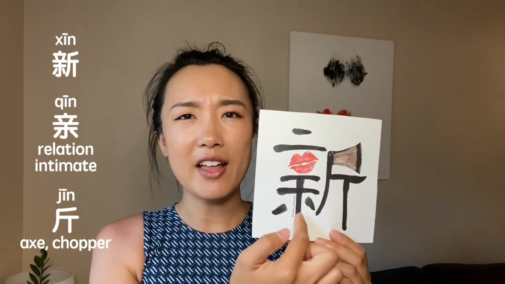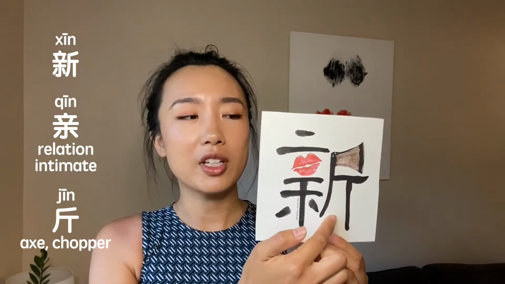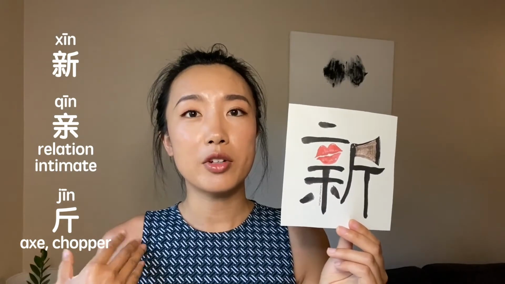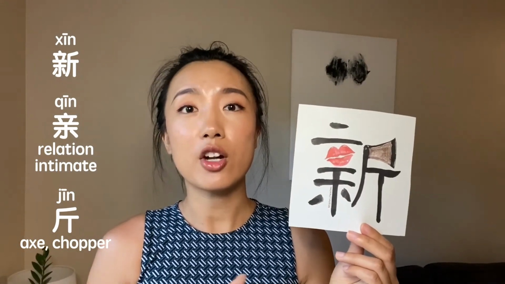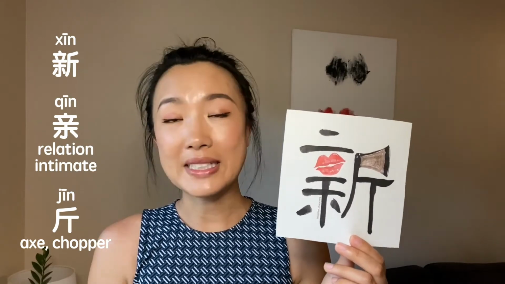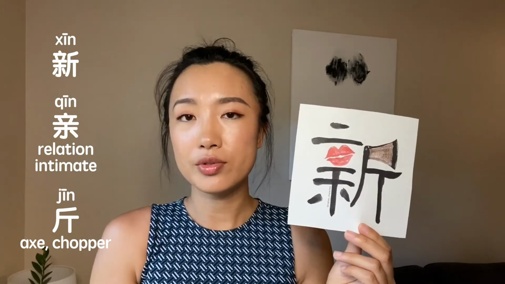So link them together. When you use the chopper to cut relations between things, people, or feelings, that's when you can start over, start a new journey. So a chopper cuts relations to start a new journey. So 新 means new, fresh.